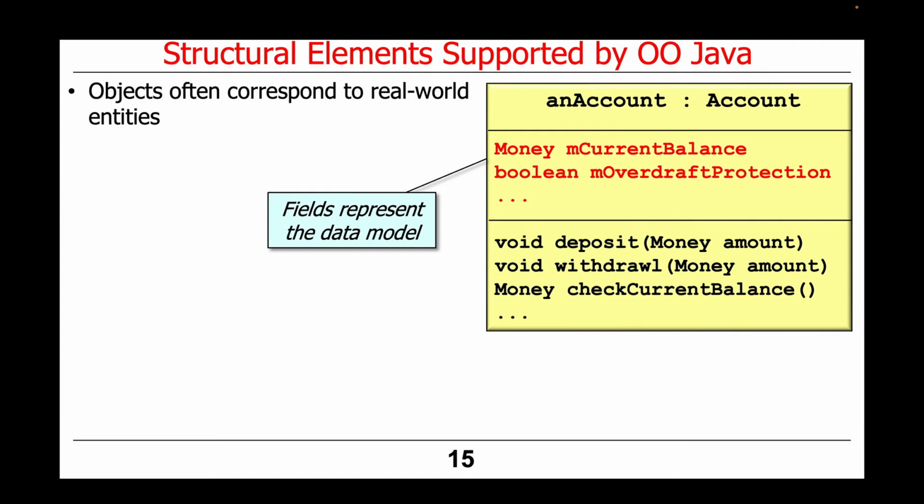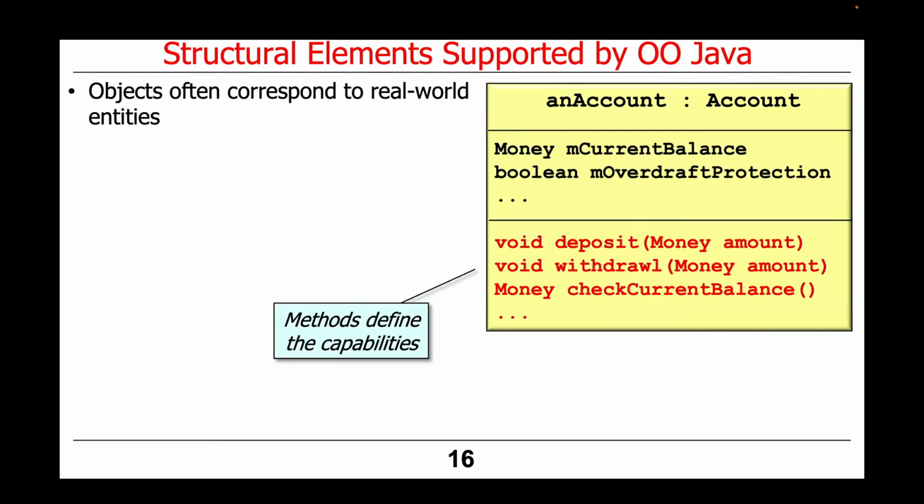And we could have fields that represented the data model. So you might have an account class contain a current balance, which would be some money object. You might also have another field that would be overdraft protection, which could be a Boolean flag, either true or false. And then, of course, there could be various methods that would actually define the capabilities of the class. So the ability to deposit money, withdraw money, check the current balance, those could be behaviors or capabilities that are defined and available through public methods that clients or users of the class could access.